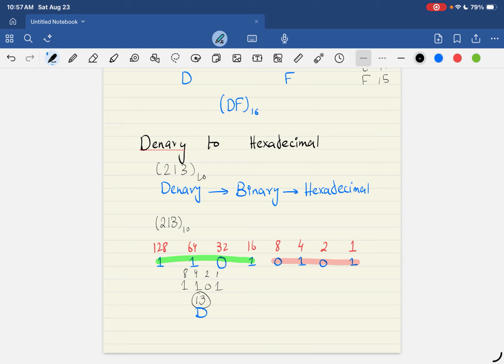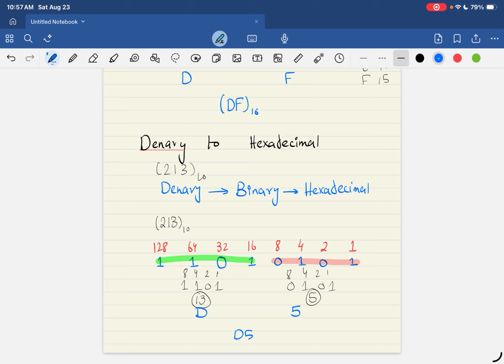Now for the right 4 bits, we have 0101. Again we would write down the powers of 2 over here. So the total of this is just 5, so I will write down 5 over here. And what was the hexadecimal equivalent of 5? That's just 5. I mean, we don't have a special symbol for 5, we don't have a letter for 5. Letters actually start from 10.